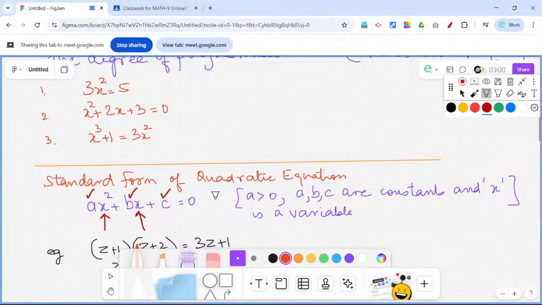इसी तरीके अगर स्टैंडर्ड फॉर्म ऑफ क्वाड्रेटिक इक्वेशन, लीनियर का क्या होगा? लीनियर का होगा ax plus b is equal to 0, जिसमें a and b are constants and x is the variable.